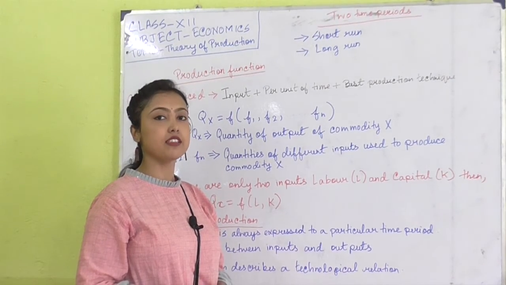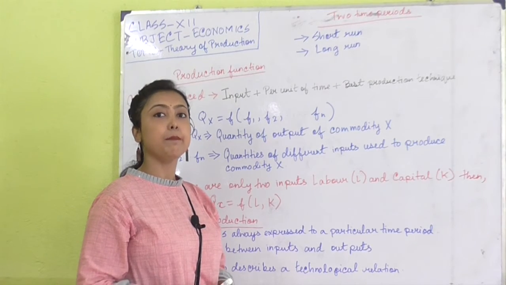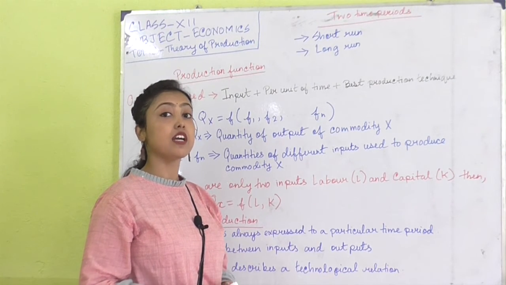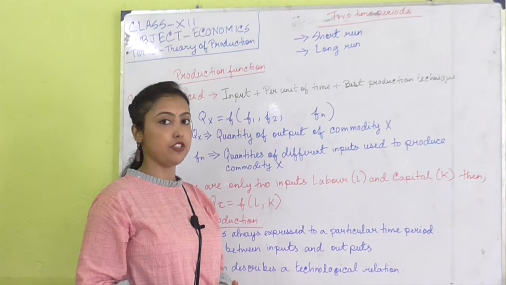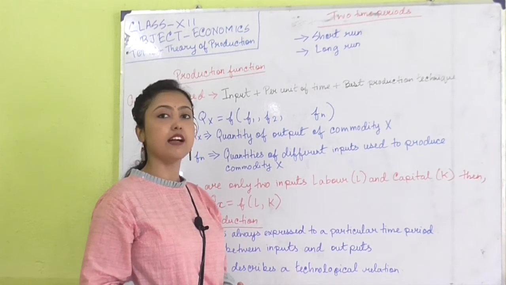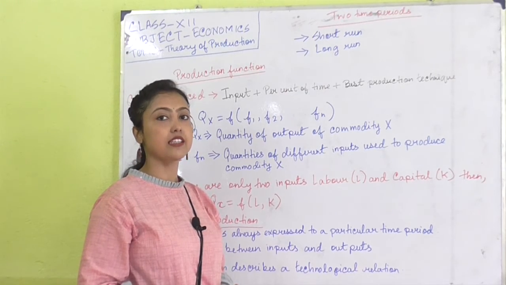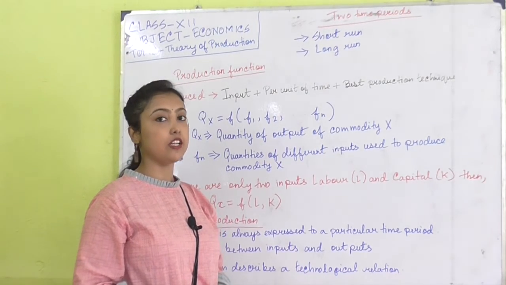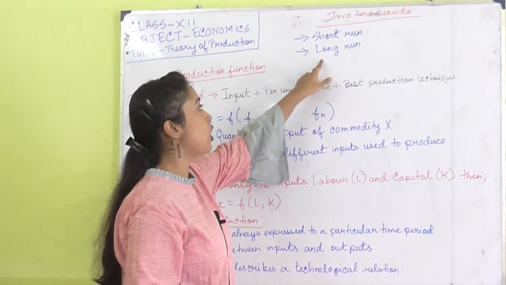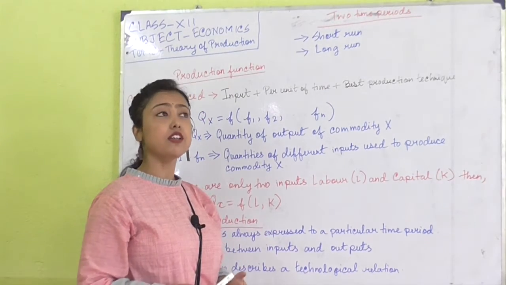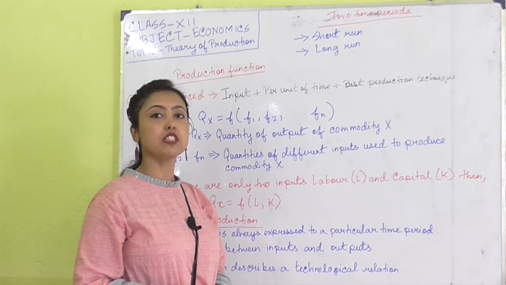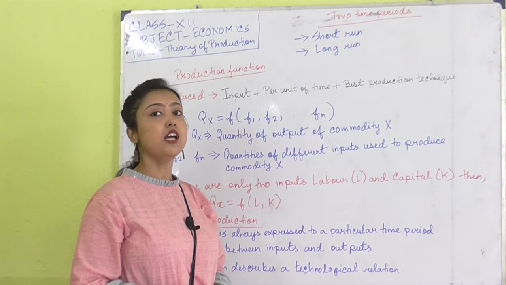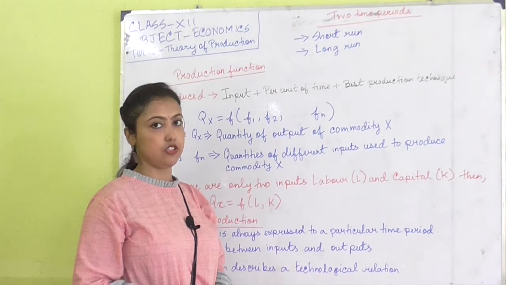Now what are fixed factors? The fixed factors are plants and equipment. And what are variable factors? The variable factors are labor and raw materials. In the short run, only the variable factors can be changed and the fixed factors of production cannot be changed. Next is the long run. The long run refers to a long time period, and in the long time period both the fixed factors as well as the variable factors can be changed.